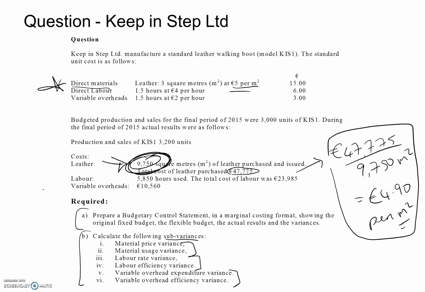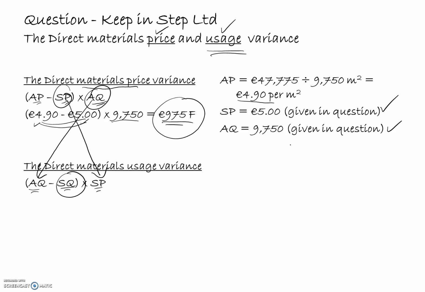So back to the question here. Standard quantity, given the fact that 3,200 units or boots were actually made, how much leather should have been used? Well, we can see up here from the original standard, it should take 3 square meters of leather to make one boot. So, given the fact that we made 3,200, we would have expected to use 9,600 square meters of leather. Now, take that information back to our workings here.